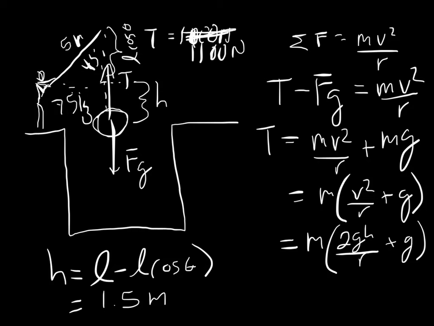Now I can plug that in, and I should get 2 times g times h, so that's 3 times 10 is 30, divided by 5 is 6, plus 10 is 16. 16 times 75, that's 750, and then 1,200 or something? You got it. 1,200 newtons, this person is shark bait.